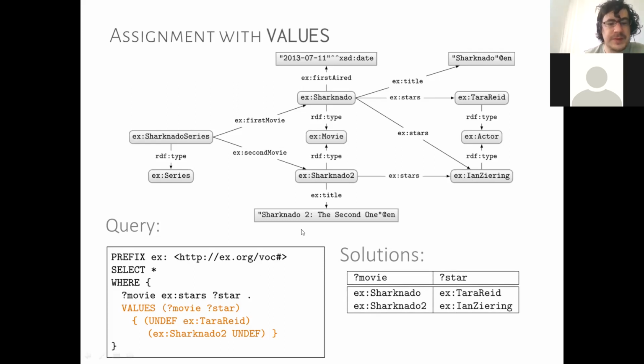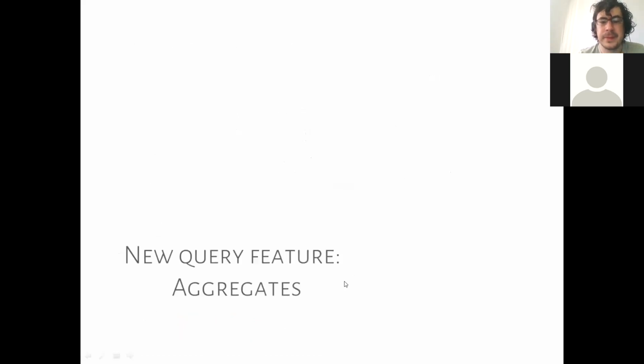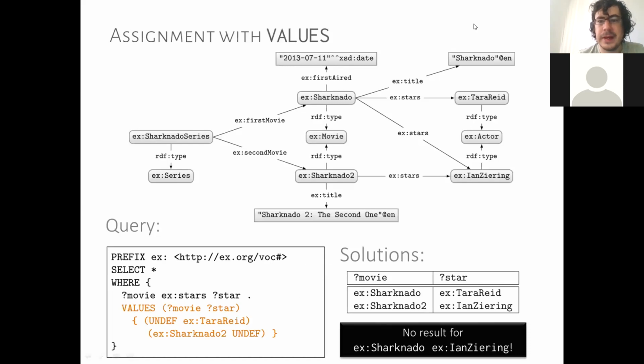Okay, so this is two forms of assignment of assigning values to variables in the query. We see that there's no result for Sharknado Ian Ziering here. Here's this triple here. So the where matches that, but Sharknado does not. Sharknado matches here, but this will not match with the Ian Ziering. And Ian Ziering will match here, but this won't match with Sharknado. So this result is filtered. We're not interested in that result. Any questions or doubts?